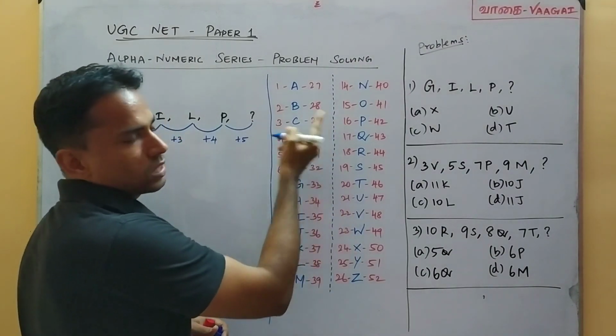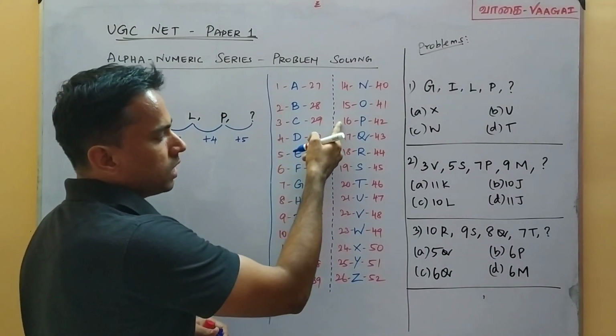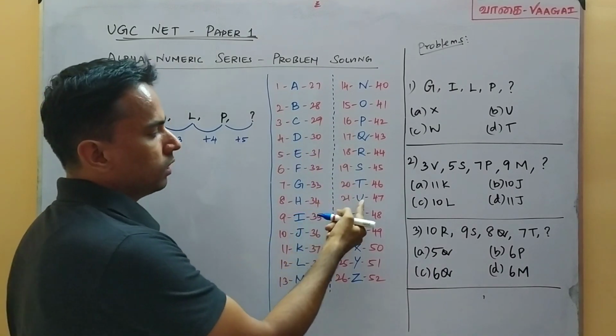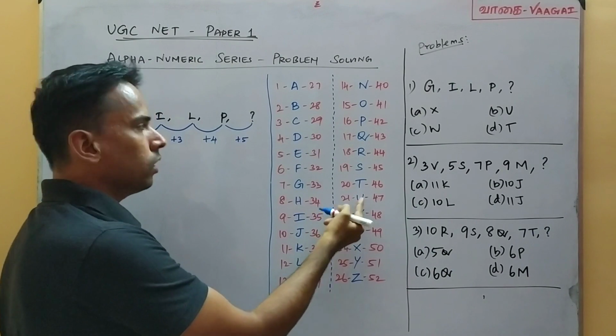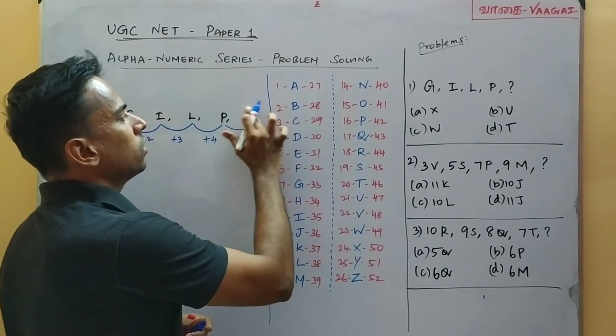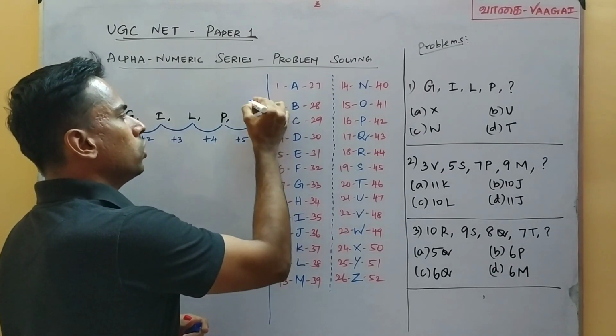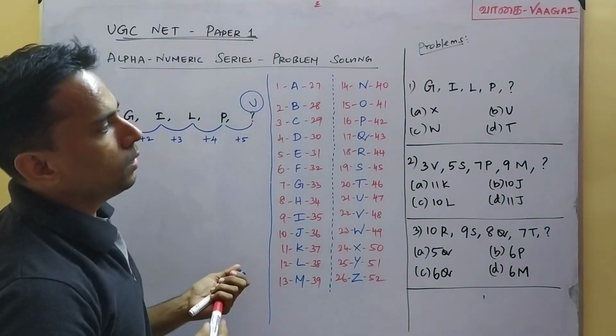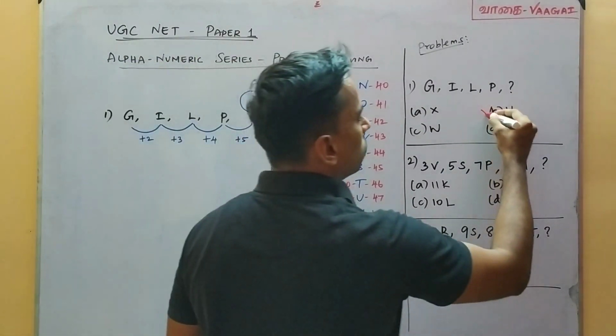P is already at the 16th position. So 16 plus 5, after 5 positions we will have 21. That corresponds to the letter U, correct? Let me write it clearly. So the answer is U, and option B matches our answer, which is U.